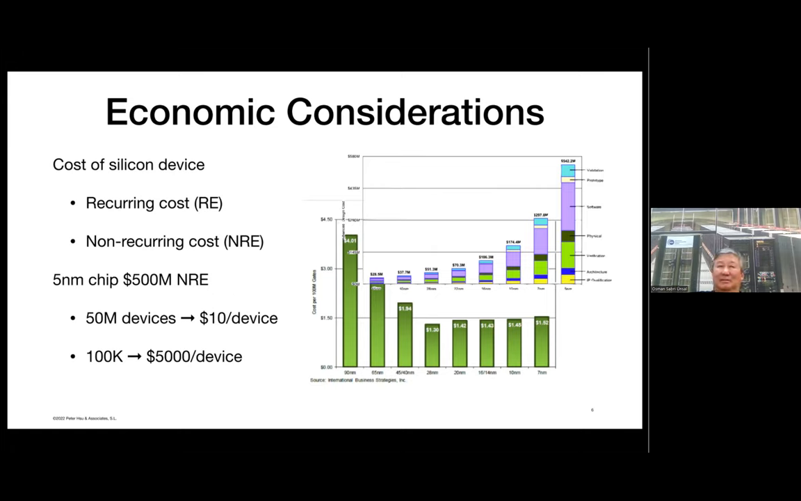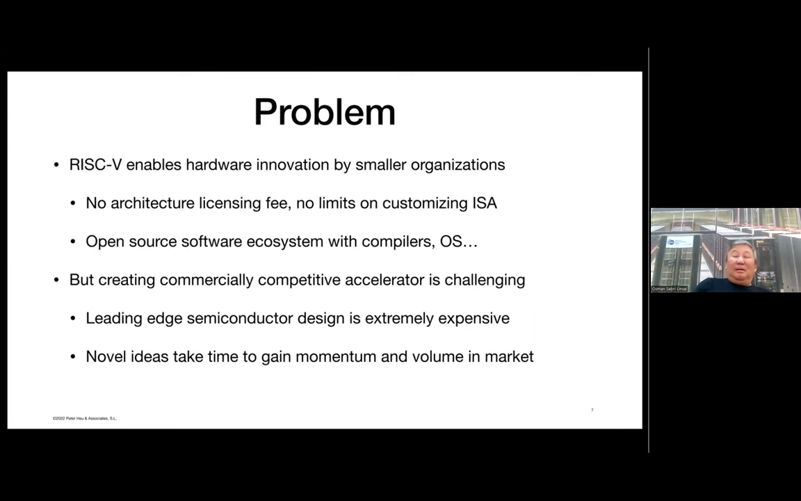But if you can only sell 100,000 of these devices, then you need to charge $5,000 per device, which is kind of a lot. So this is why you see mobile phones made using 5-nanometer chips, but you don't find, for example, even GPUs are not yet made of 5-nanometer technology. It's like 12-nanometer technology and going to 7. So that's because they can't sell as many as mobile phones. So the problem we want to solve is that while RISC-V enabled hardware innovation by a smaller organization because it's free, has no licensing fee and no limits on customization of the ISA.